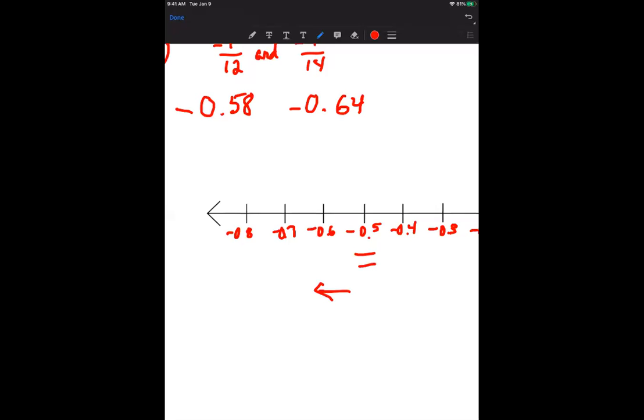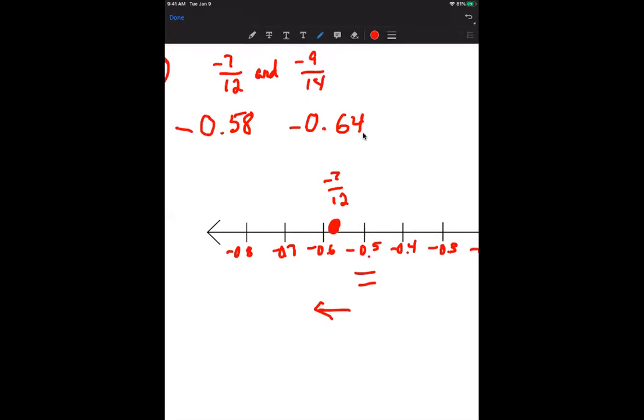This way. Okay, it's a little bit different than the positives. So if we think negative 0.58, well, that's almost 0.6. We're going to go ahead and put that one right here. And then that exact answer is negative 7/12.